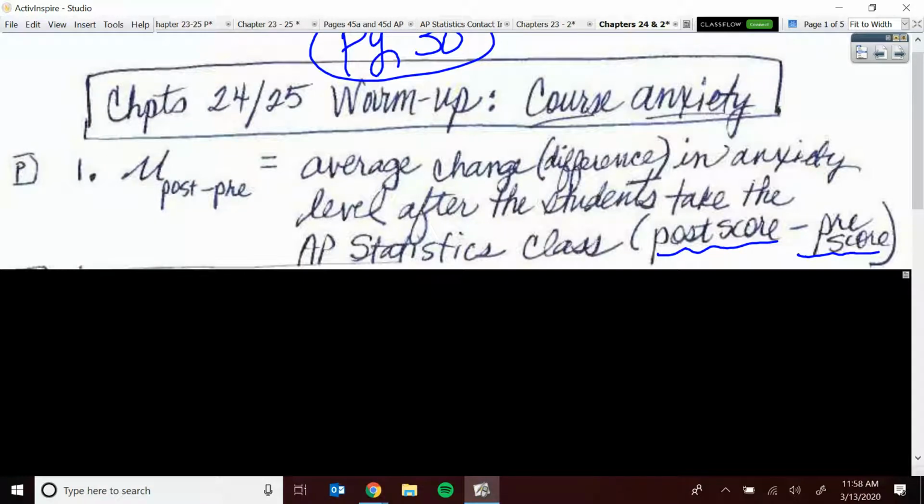So since it is going to be matched pair, one mean, make sure that your parameter is defined with one mean and you have a subscript that's defining the way you subtracted, and I'm stating it here in my definition. So this is the average change or the average difference in anxiety level after the students take the AP course. And then I say how I'm subtracting.